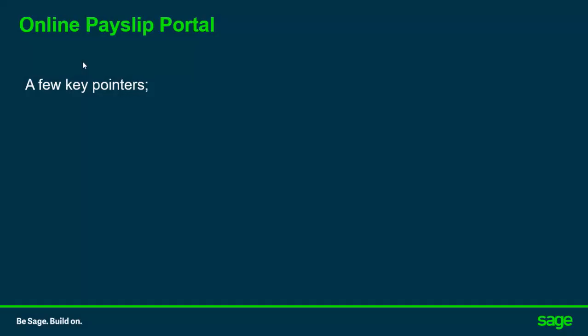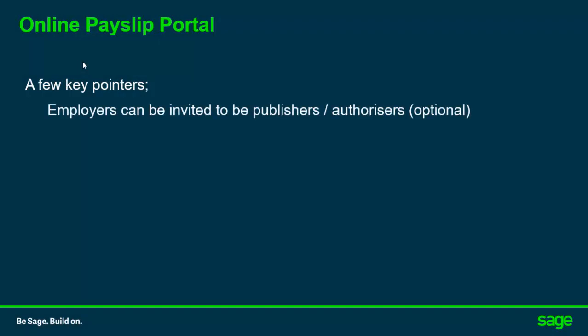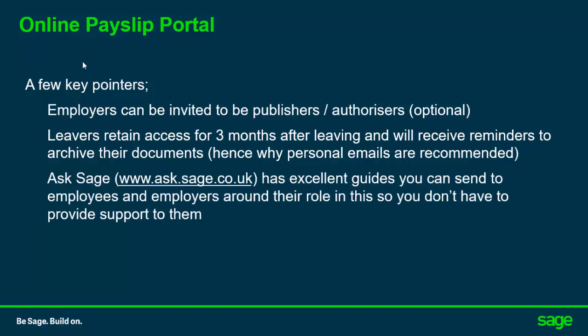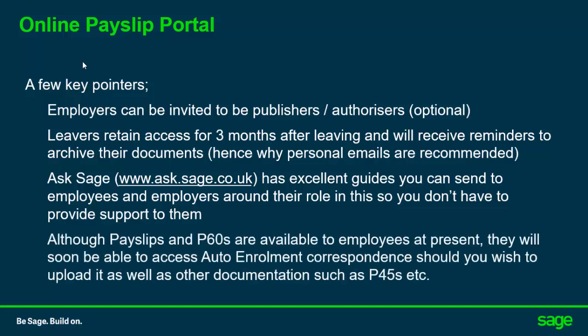A few things to bear in mind. Employers can be invited to be the publishers or authorisers of the payslips if you'd like them to be. Leavers can retain access for 3 months following leaving the business and will still receive reminders to archive their documents, hence why personal emails are recommended. The website Ask Sage has excellent guides that you can send to employers and employees around their role so you don't have to provide support to them.